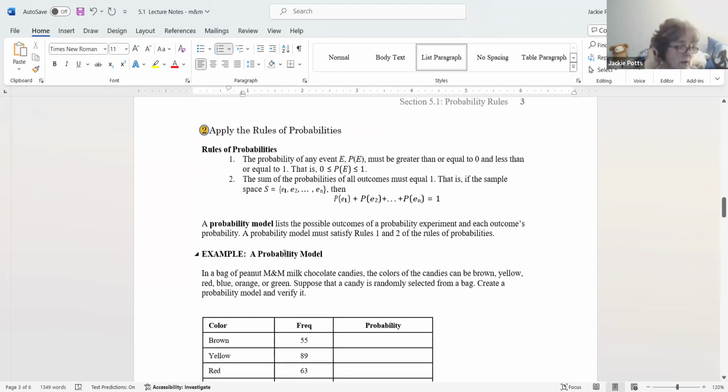So, the rules of probabilities. Rule 1: a probability can never be greater than 1, because 1 represents 100%. It also can't be less than 0. So probability has to come between 0 and 1.